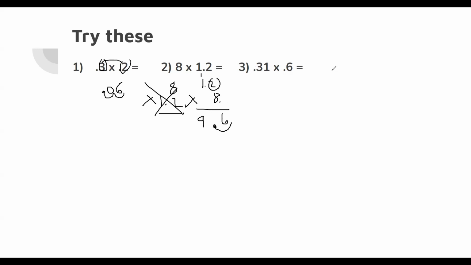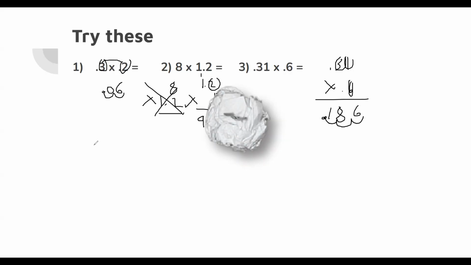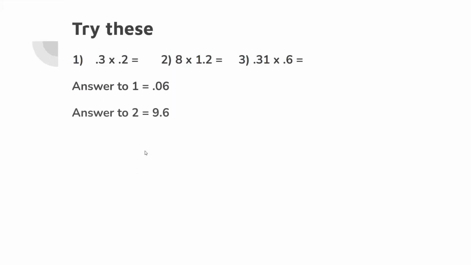All right, 0.31 times 0.6. 6 times 1 is 6. 6 times 3 is 18. Now I'm going to move the decimal 1, 2, 3 places. 1, 2, 3. And I put the decimal there. And there you have it. There's those 3. Hopefully you got the right answers to them.